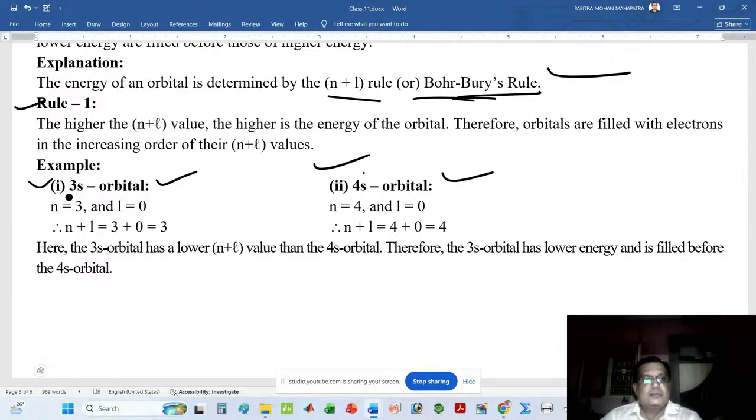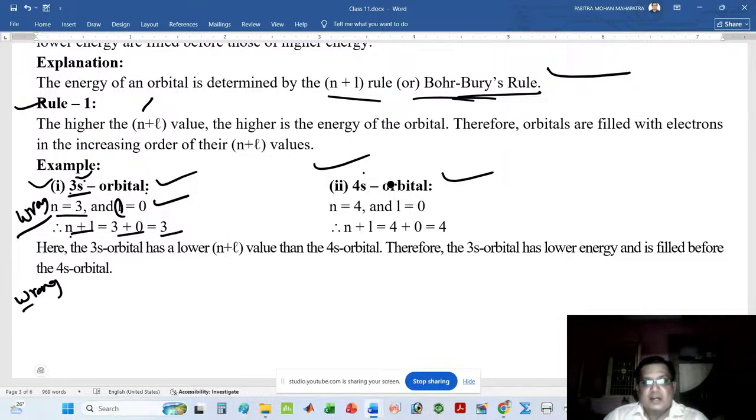Already we know that if a 3s orbital is given, you can easily find the principal quantum number and the azimuthal quantum number. Here n means the principal quantum number, and l means the azimuthal quantum number. For 3s, 3 is the principal quantum number, so n is equal to 3. For s, l is equal to 0. So the n plus l value is 3 plus 0, that is 3.